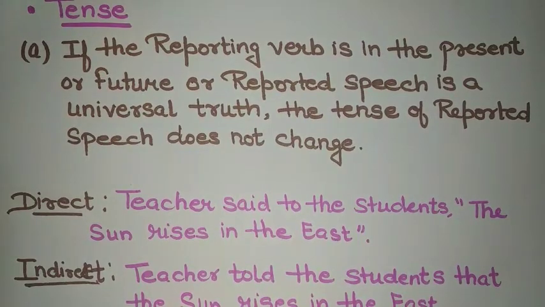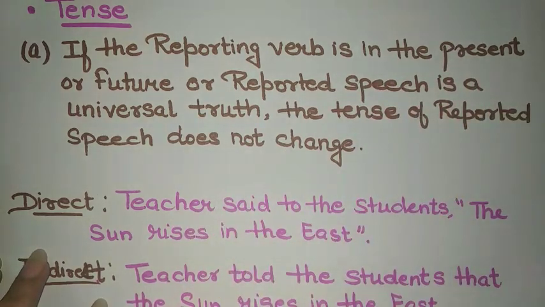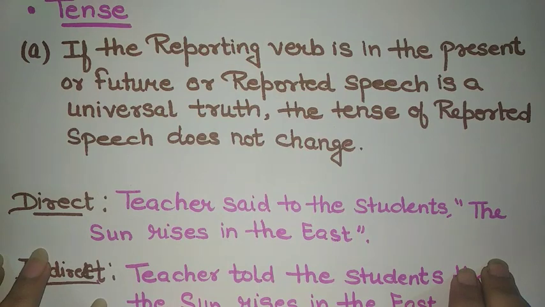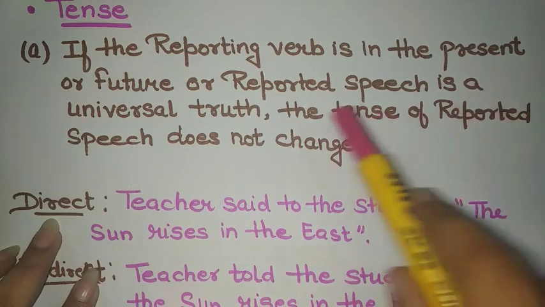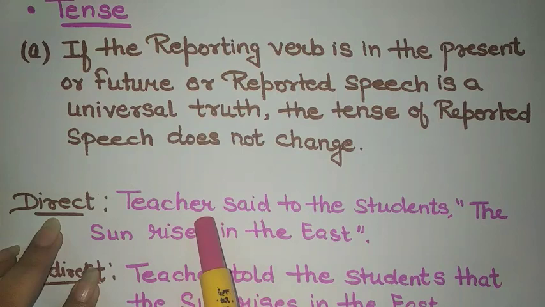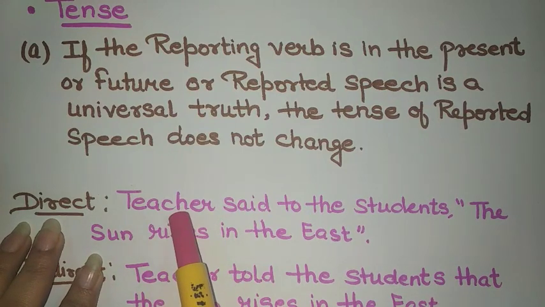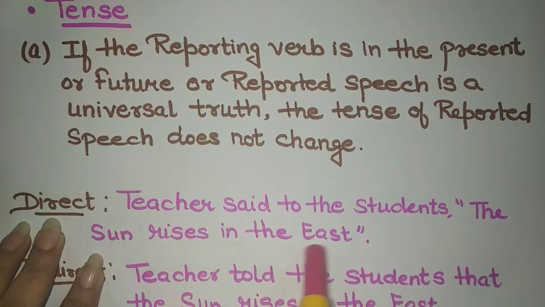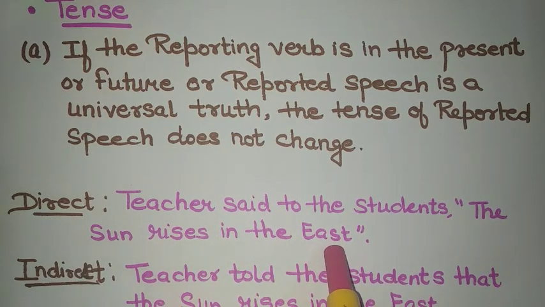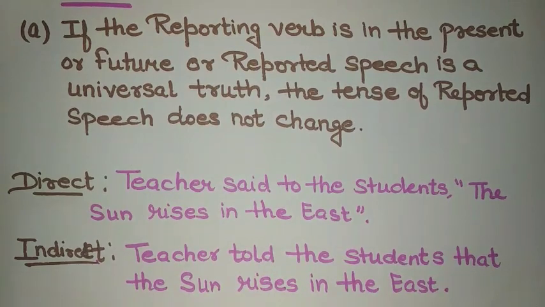Let me explain this. If the reporting verb is in the present or future, or the reported speech is a universal truth, the tense of the reported speech does not change. For present tense, we have just seen the example, he says I am a doctor, which we can write in indirect as he says that he is a doctor. Let us consider a universal truth. In direct speech, it can be: the teacher said to the students, the sun rises in the east. Now, the sun rises in the east is a universal truth we know. So in indirect, it will become: the teacher told the students that the sun rises in the east.